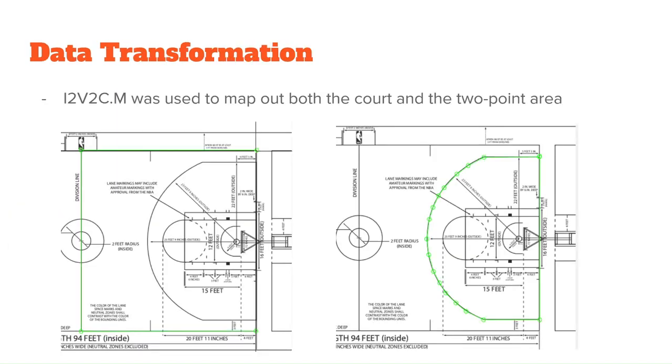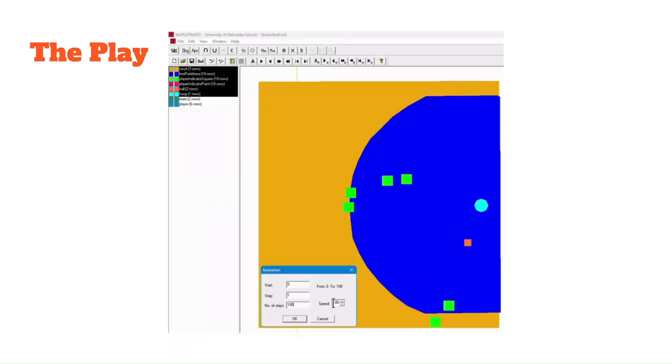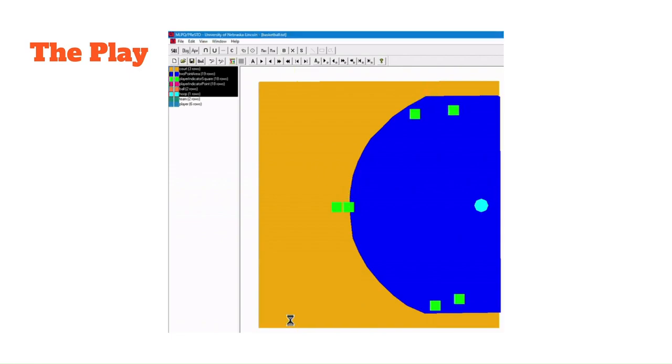And then for our court, what we did is we took i2v2c.m, the MATLAB function, to map out both the court and the 2-point area. So on the left, you can see we have a rectangle mapped out in lime green for the half court dimension. And then on the right, we have the 2-point area mapped out in sort of a semicircle arc. And then we imported that into MLPQ. So this is the play that Thad was talking about that we devised ourselves.